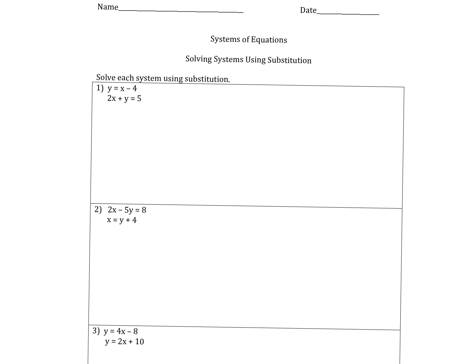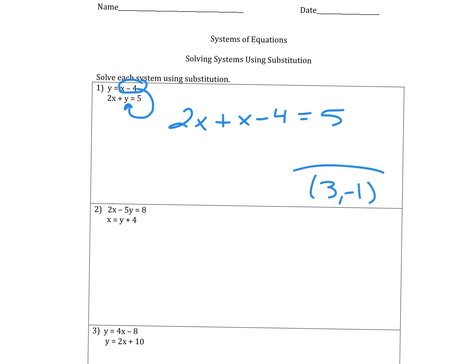Besides the answers, I would like you to just make sure that you're using the right technique of substitution. So in the first system, you have y isolated in the first equation. This should have subbed in for the place of y here. You should have had 2x plus x minus 4 equal to 5. And then from there you solve. I'm not going to show you all the work. The final solution should have been 3, negative 1.